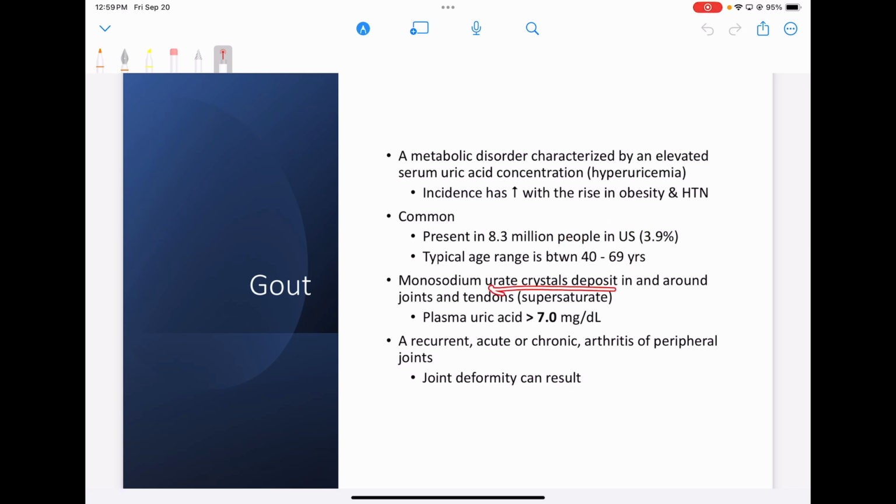Monosodium urate crystals deposit in and around the joints and tendons, and they supersaturate. So we talked about calcium stones, how when there's too much concentration, they come out of solution and precipitate out. Same thing here with uric acid. Uric acid levels rise too much, they get supersaturated and crystallize out of solution, and now we've got uric acid crystals. And I'll show you pictures of that. They're very, very sharp little needles. Imagine these sharp little needles inside the joint, and every time you move it, those needles just dig into that joint, causing immense amounts of pain. That's essentially what gout is.